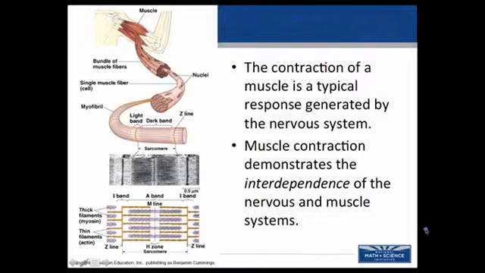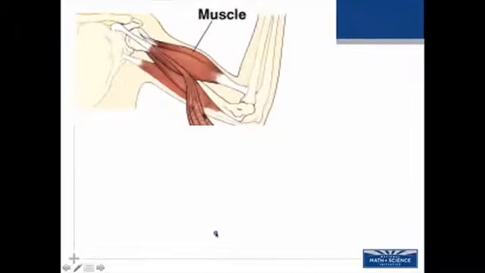So when we look at a simple contraction of a muscle, this typical response generated by the nervous system demonstrates or illustrates for us the interdependence of the nervous system and the muscle systems, how the two work together to coordinate movement. As we consider the interaction of the muscular and nervous system, let's look at how a muscle fits into the hierarchy. When we begin to think about how a contraction occurs, we need to know all of the parts that are involved in that process.